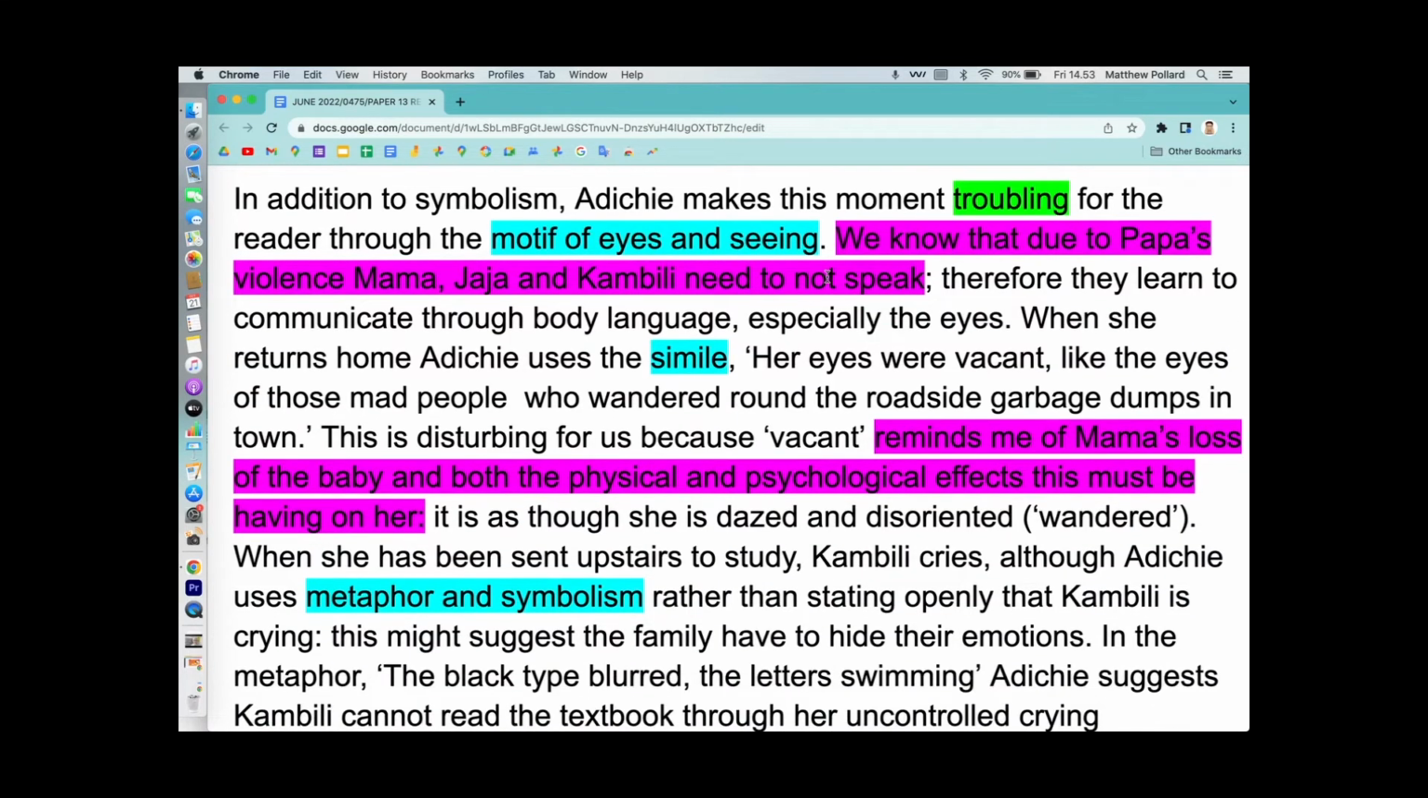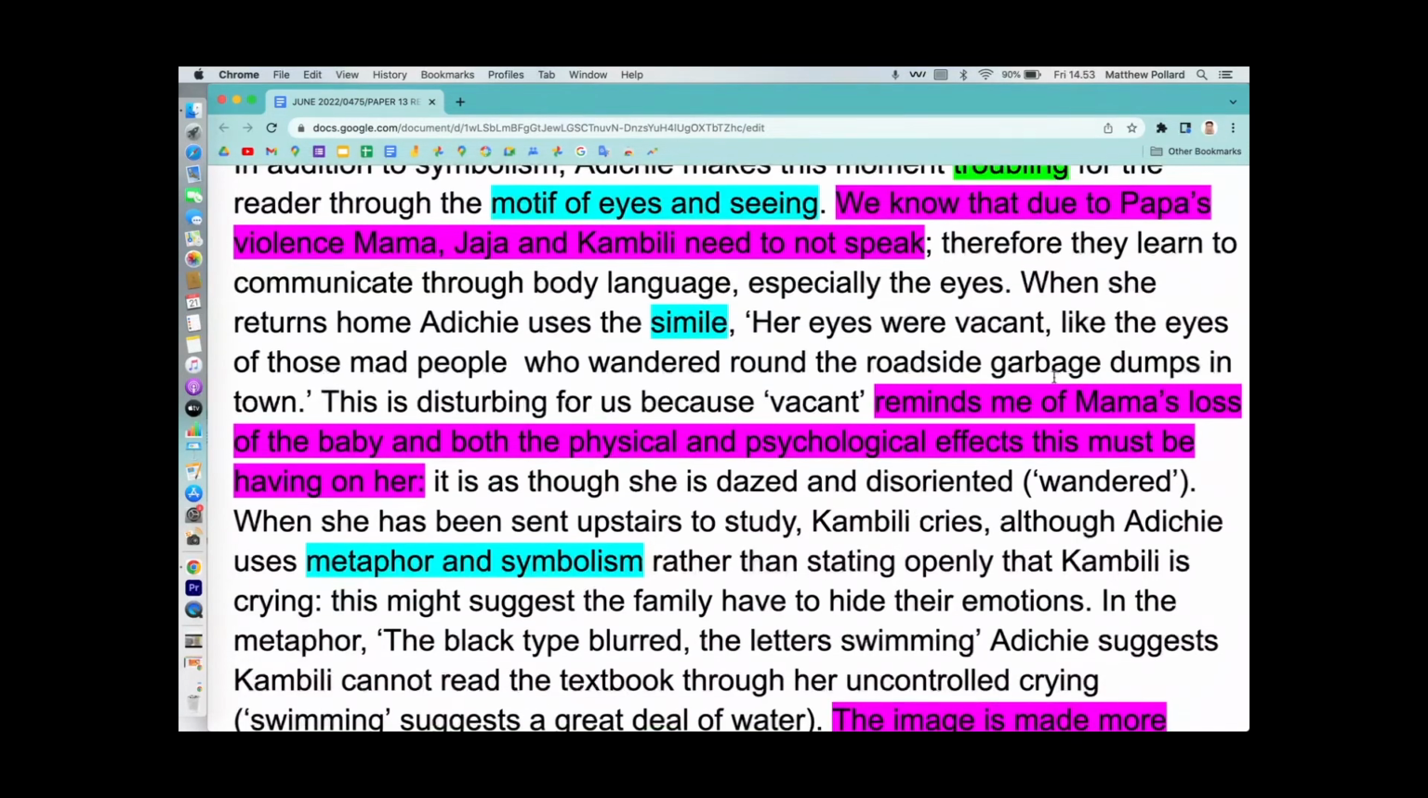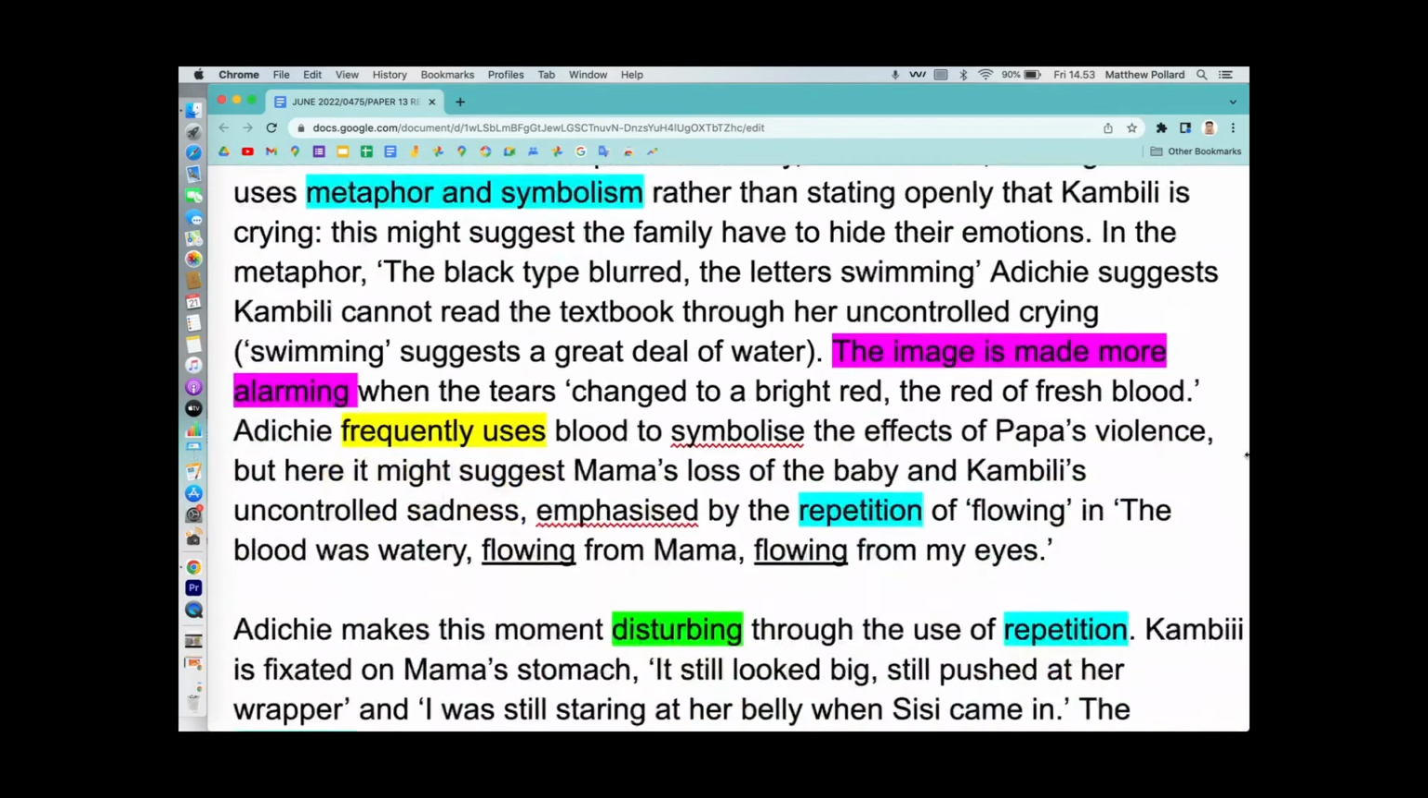Okay. You can see in here there's some purple, which of course is personal response, AO4. And there is also here reminds me of Mama's loss. Sometimes we get a bit hung up about using first person. First person is absolutely fine, and it shows you're engaged, you're interested, and you're giving, of course, a personal response.